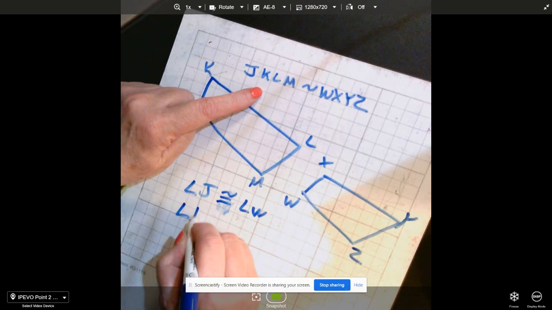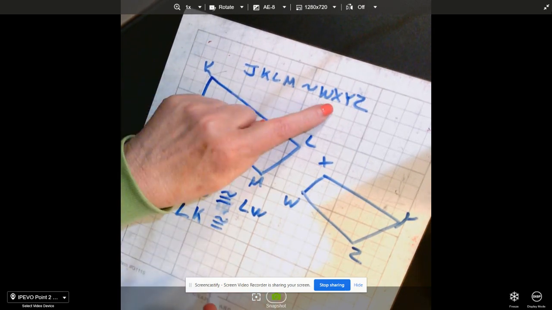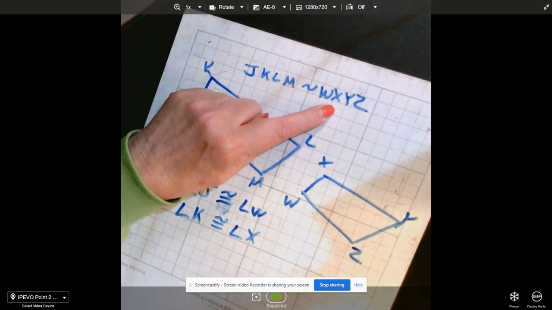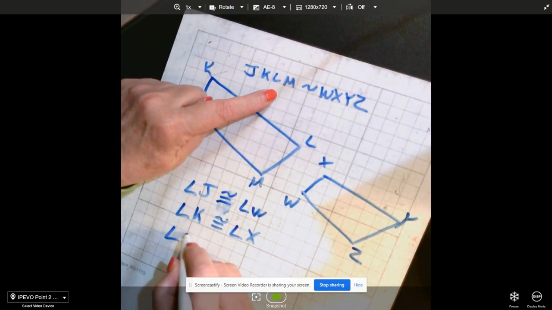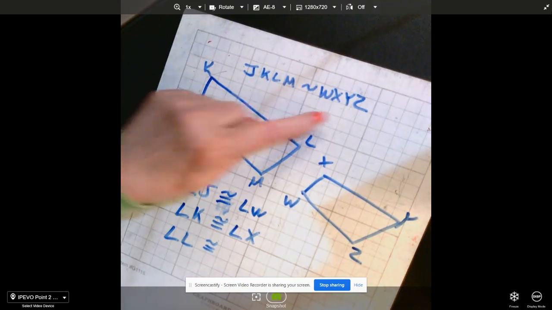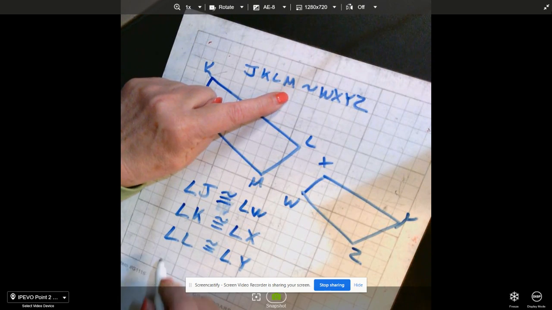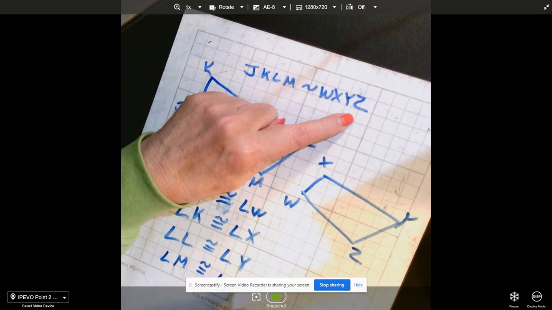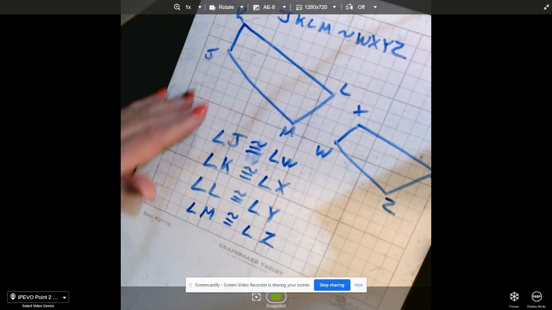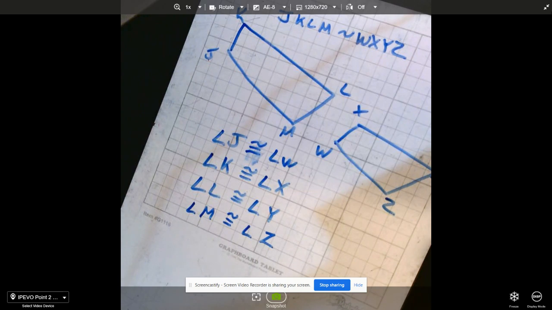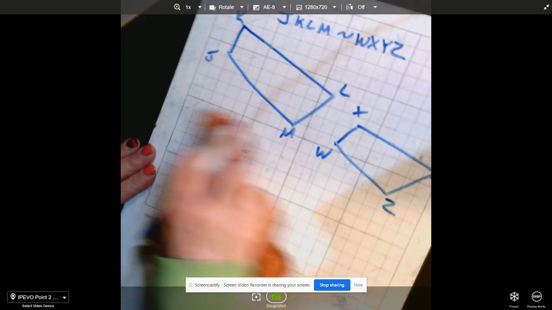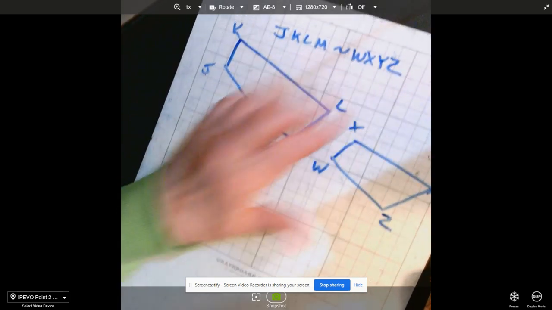You know that angle K is congruent to angle X. You know that angle L is congruent to angle Y. And you know that angle M is congruent to angle Z. So now you've listed all the pairs of congruent angles. The next thing it asks you to do is write a ratio of the corresponding sides. So that's exactly like what we did with the triangles, except it's just having one more letter with it.